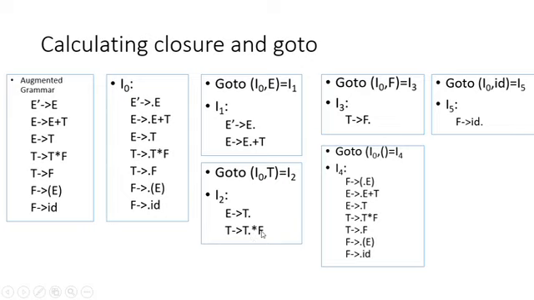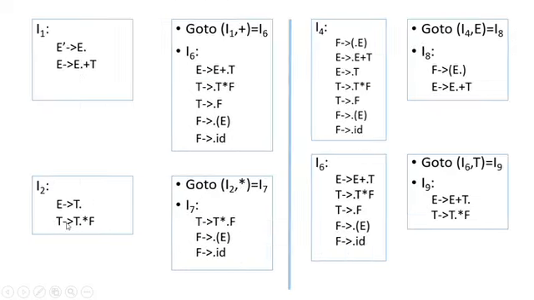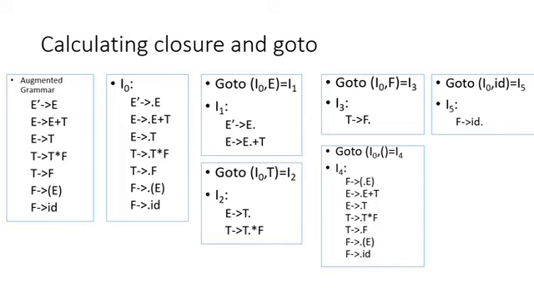Again, the same thing is applicable in I2. T dot into F, so T into dot F should come. So from I2, T dot into F will give you T into F dot F. Dot F is there, repeat all the F's. Again in I3 it's complete because the dot is at the end, there is no more production.